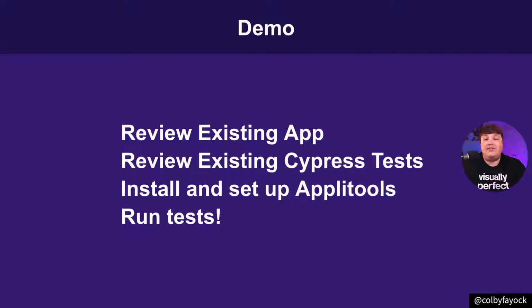We're going to start off with a simple existing project that I set up ahead of time. We're going to first review that project. We're also going to review the Cypress test that I had already set up. Then we're going to go through and install Applitools for our visual testing. We'll finally add some tests and then run those tests. So let's dig in.